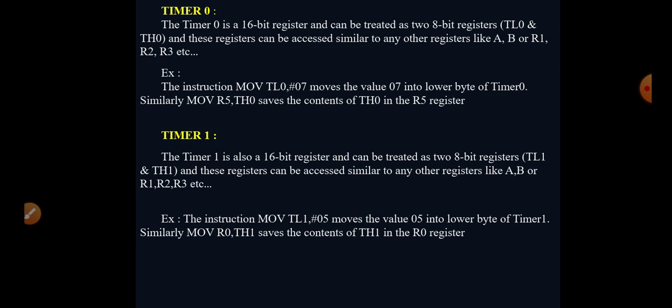So you have two registers which are dedicated purely to timer 0 and timer 1. TL0 and TH0 hold the 16-bit initial value for timer 0, and TH1 and TL1 hold the initial or count value for timer 1. They are independent. Whereas TMOD and TCON are shared by both the timers, timer 0 and timer 1.